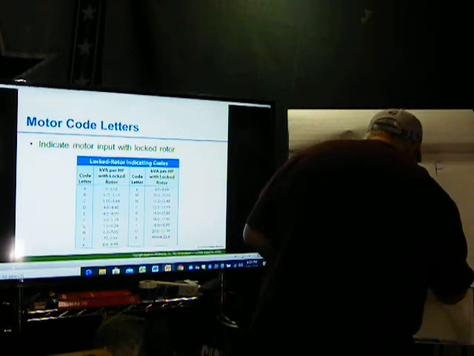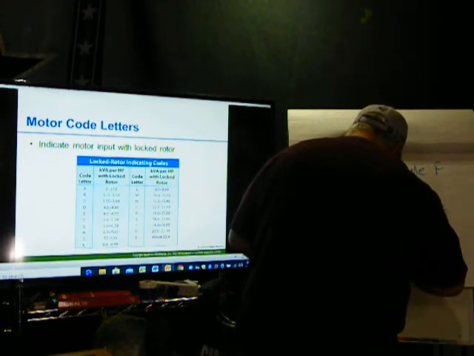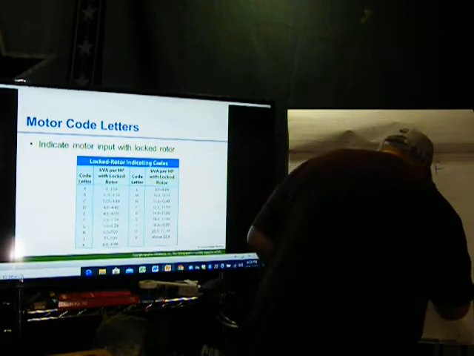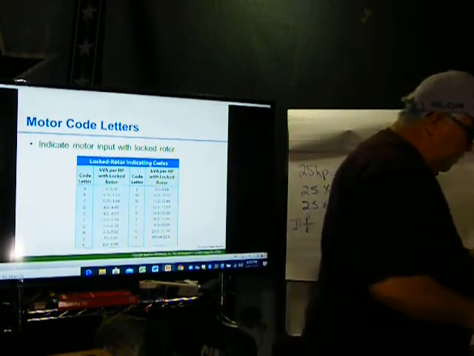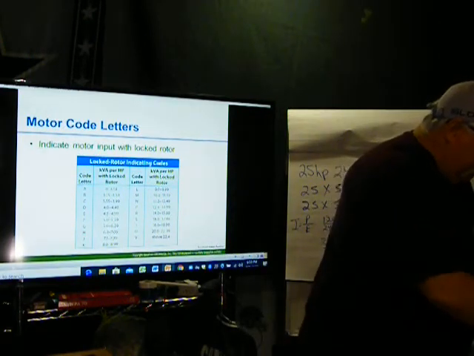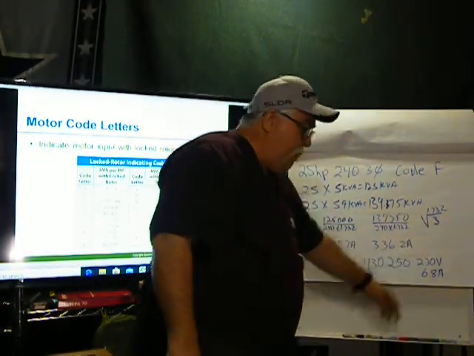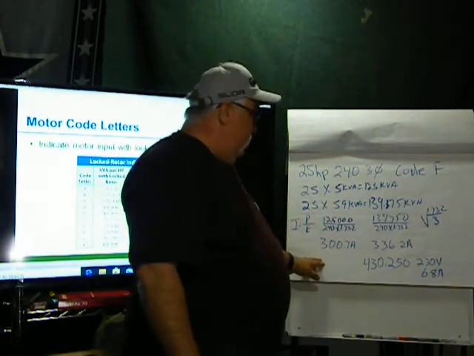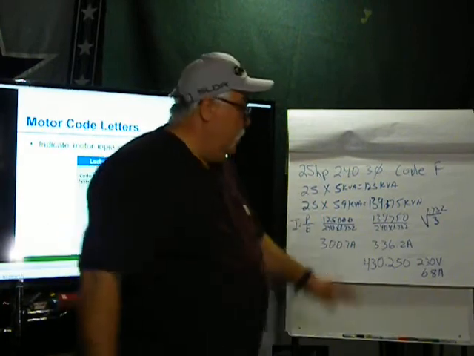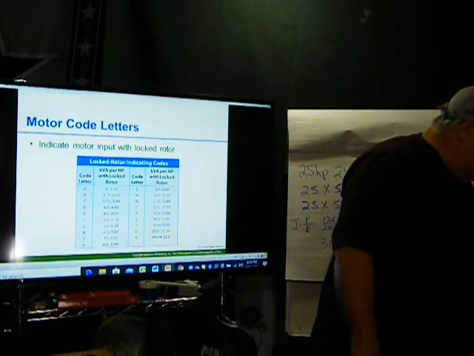At 230 volts, 25 horsepower. So basically this is about a 68 amp motor. When it starts at the low end, it's about 300 amps. At the high end, 336. And that's what this code letter does.